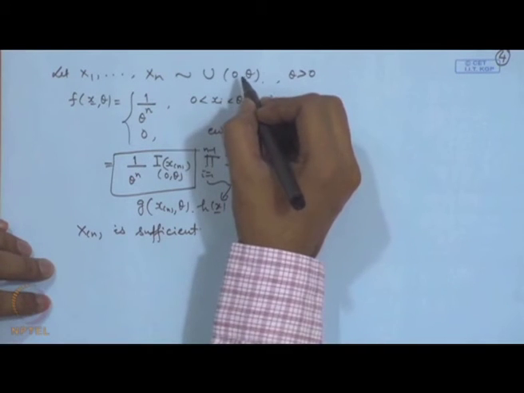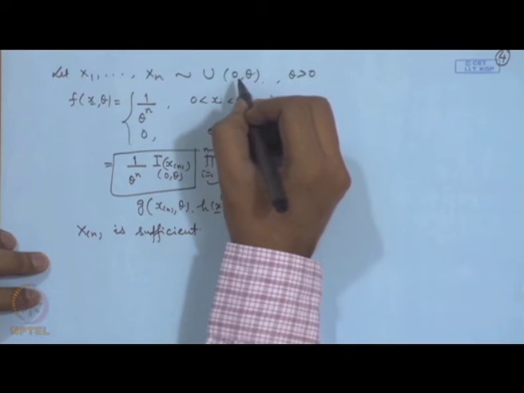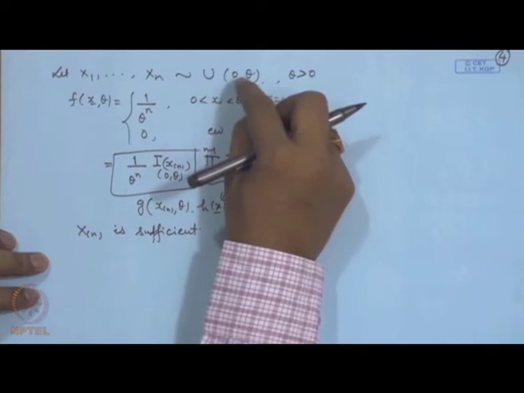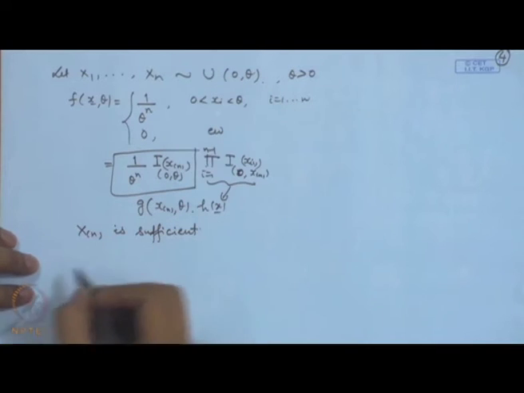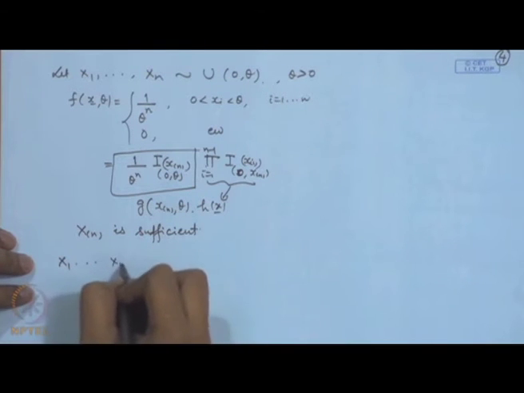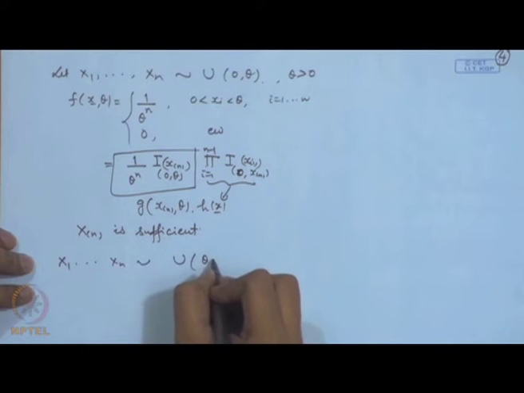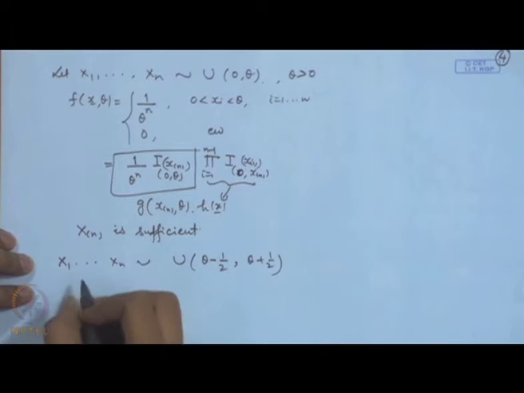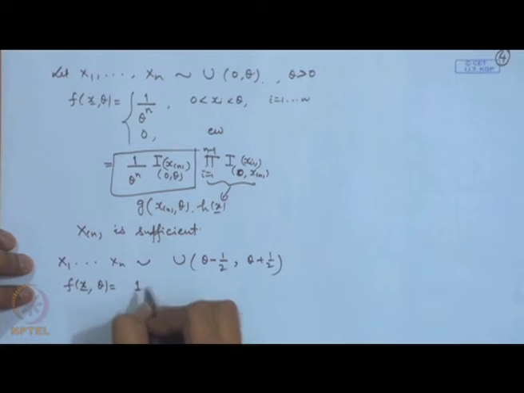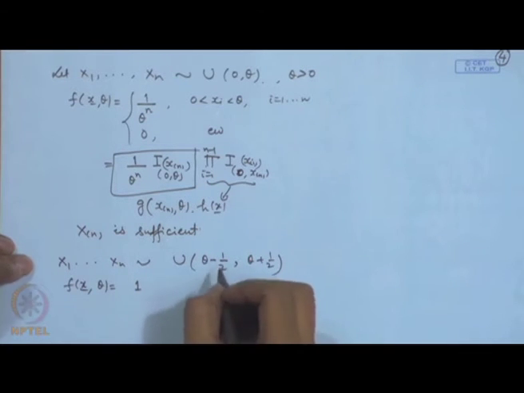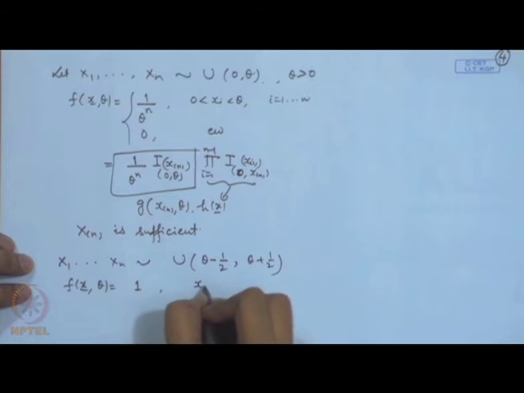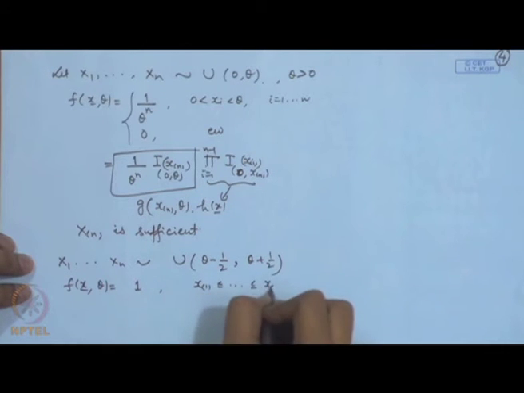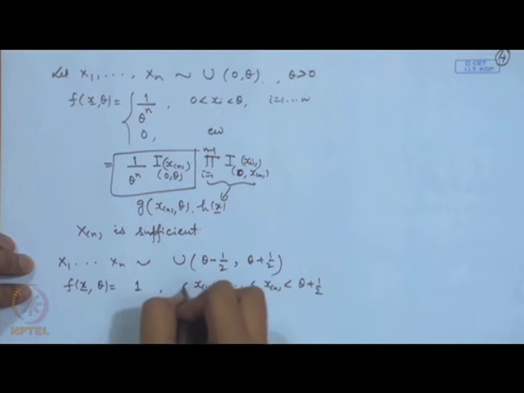However, if we consider, say, a uniform distribution on a two-sided interval, here we have taken one side as 0. Suppose we consider, say, from theta minus 1 by 2 to theta plus 1 by 2. In this case, the joint distribution is simply 1, because theta plus half minus theta minus half is 1. However, each of the xi's is between theta minus half and theta plus half.